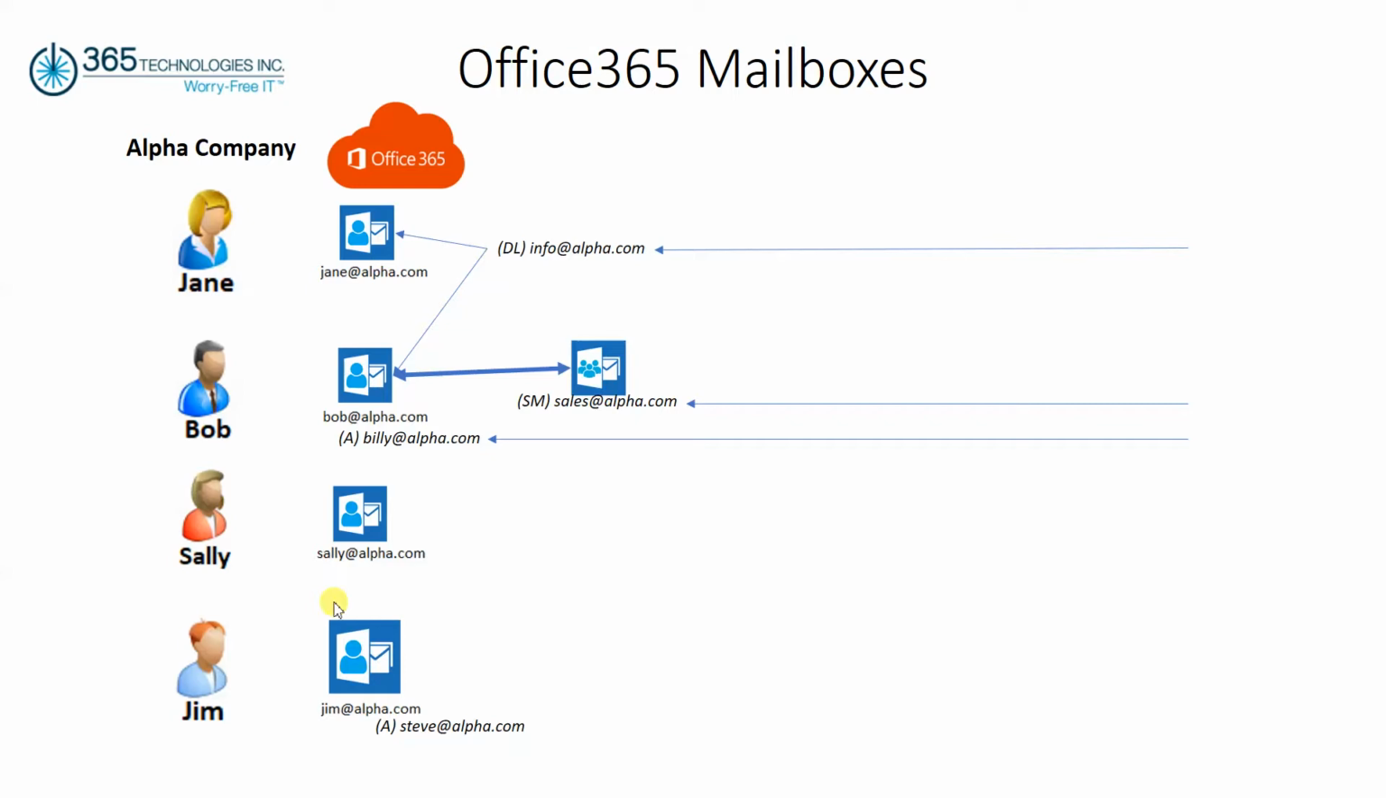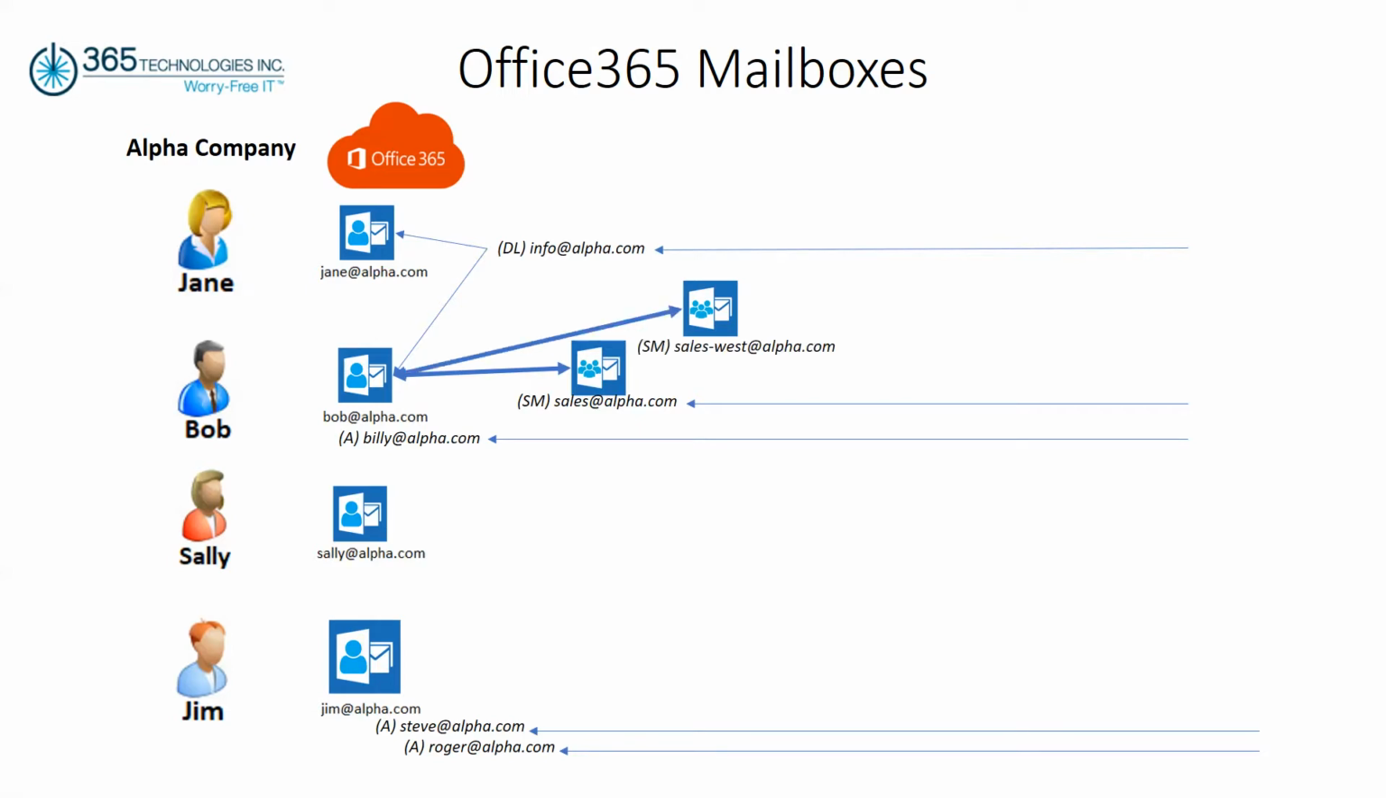Let's add a few more. So down here, I've created another alias for Steve and Roger. Maybe Jim lost 2 employees and he wants to get all the email that would have been sent to them. So they're an alias, so they're going right to Jim's inbox. Let's take a look at some more sales examples here. And this does happen quite a bit.